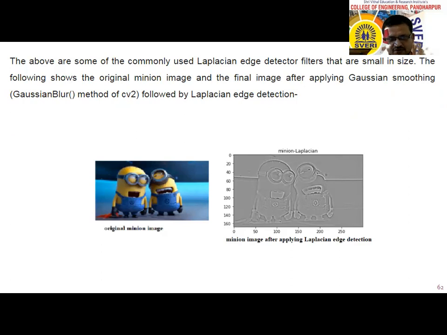The following shows the original minion image and the final image after applying Gaussian smoothing. It's the Gaussian blur method of CV2 followed by Laplacian edge detection. See that earlier this is the original minion image, now this is the minion image after applying Laplacian edge detection.